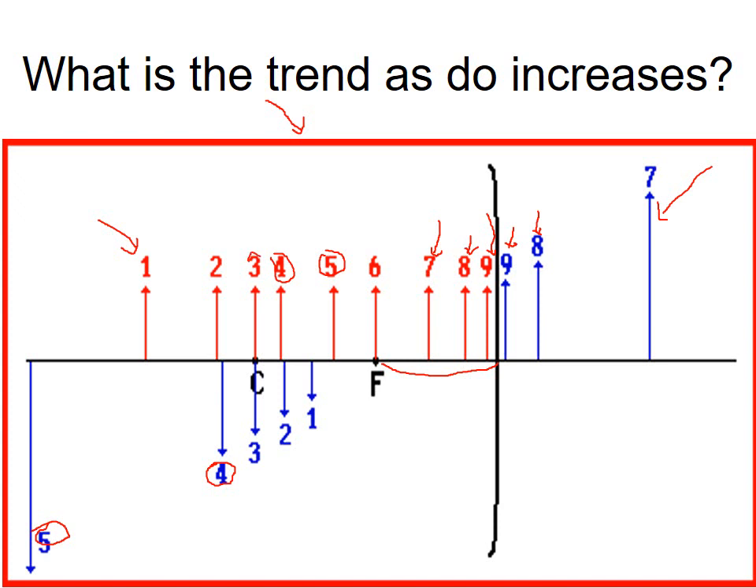Take a look at C. As you can see, object 3 has its image directly below it. And then you can look at the segments beyond the center of curvature. So here you have object 2, image 2, object 1, image 1. As you go farther and farther away from the mirror beyond the center of curvature, it seems like the image is coming closer and closer to the mirror. So try to approach the trends in terms of those chunks between vertex and F, between F and C, and then beyond C. And write as many trends as you can notice with this image here.